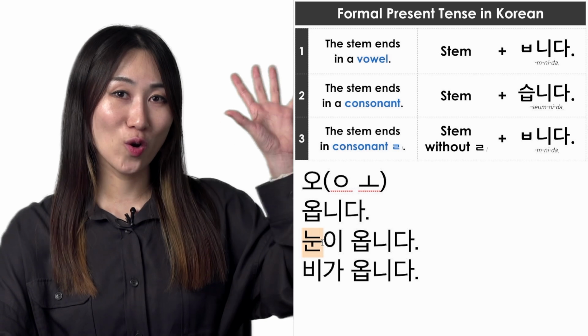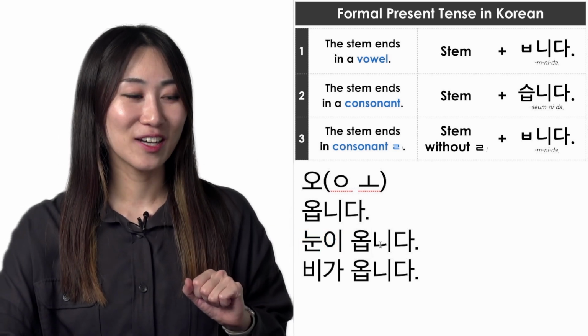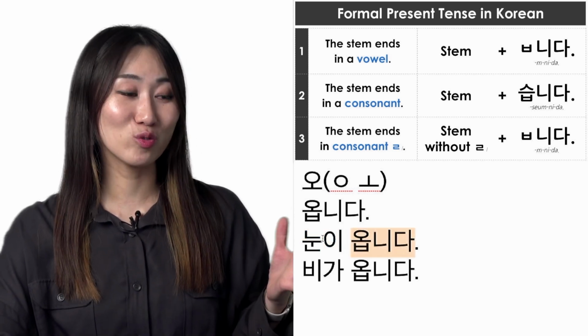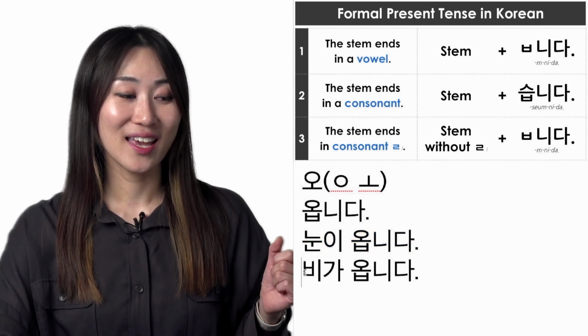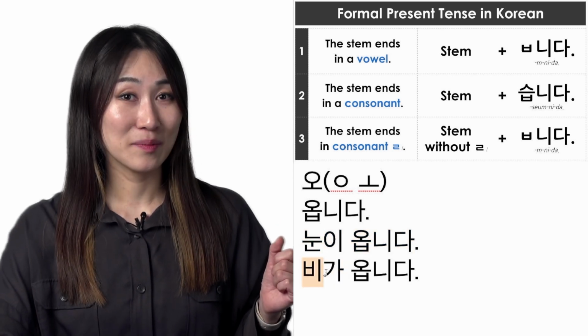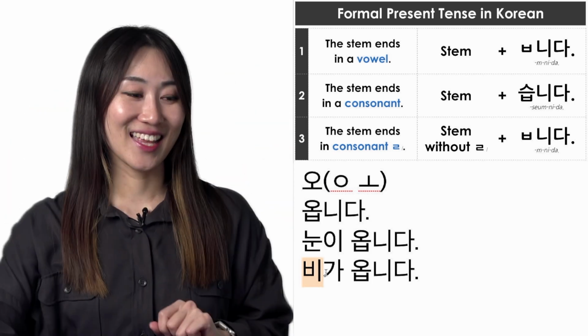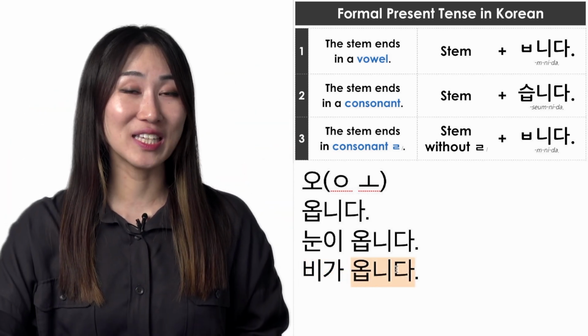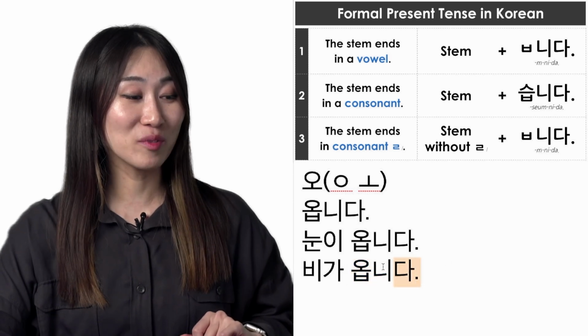눈, snow, 이 particle, 옵니다 means come. So 눈이 옵니다 means snow comes. And 비 means rain. And 가 particle, 옵니다 means come. So 비가 옵니다 means rain comes.